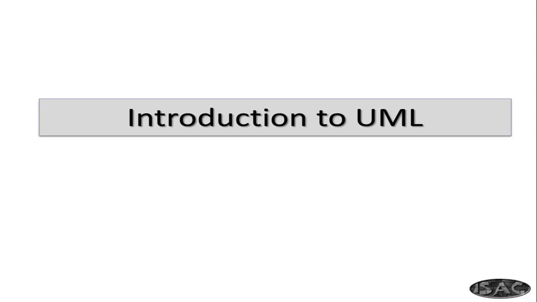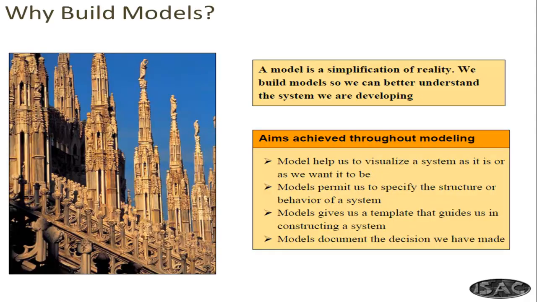So here it is, introduction to UML. Now before that, my first question is, why do we build models? Modeling is not something new, it has been there for generations. What a model does is that it is a simplification of reality. So if you are building a car, you need to model it: how it will look, what the basic components are, what the basic structure is. So what we are talking about is how to model a software or system which we are going to build.